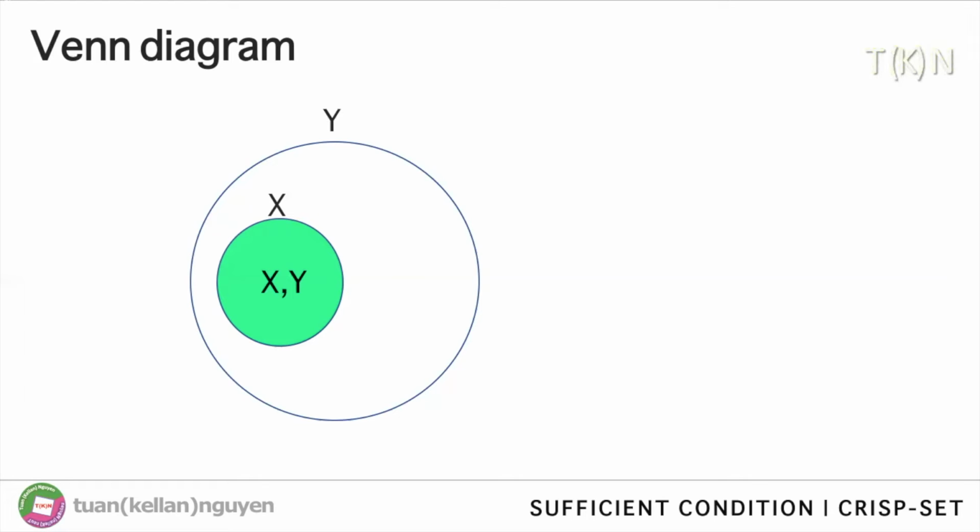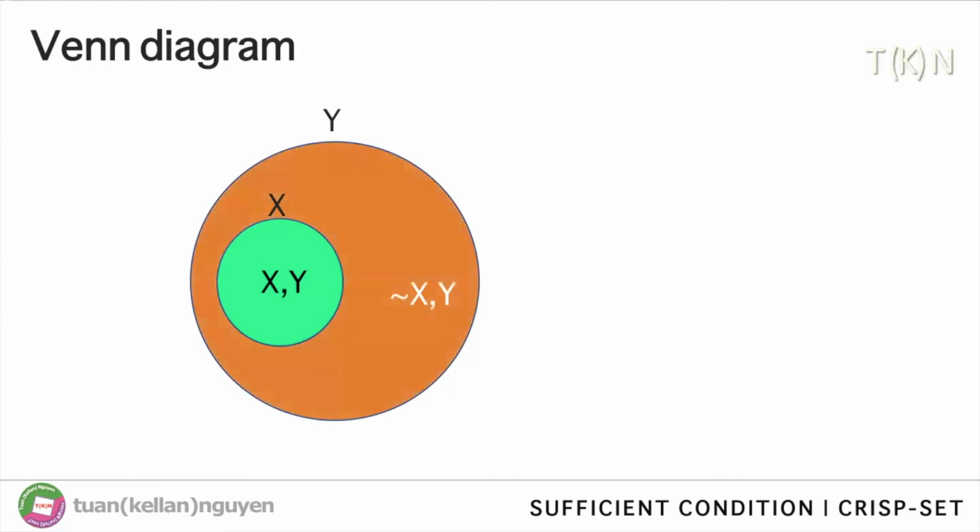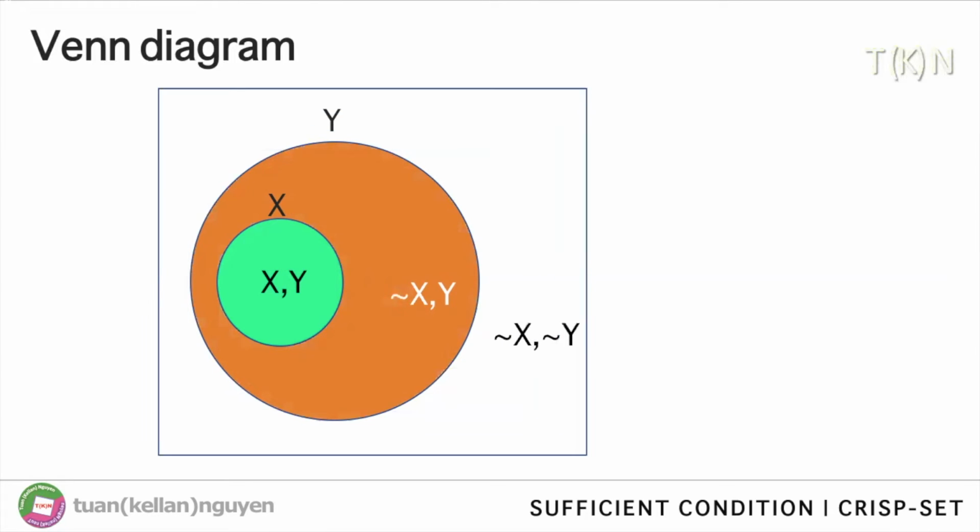We might notice that the area outside X but inside Y means X is absent and Y is present. And the area outside X and outside Y means both X and Y are absent. These two areas are not relevant for the claim of sufficiency of X for Y. The rectangle around the circles is the universal set.